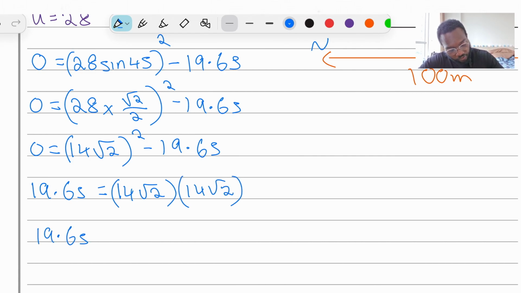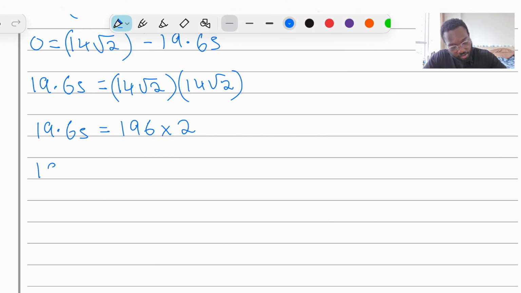Well, if we do 14 times 14, what do we get? That is 196. Root 2 times root 2 is 2, so it's just 196 times 2. That gives me 392, so we know that 19.6 s is equal to 392, and therefore s is just going to be 392 divided by 19.6. That gives us 20. So we get s is equal to 20, but we are not done yet.